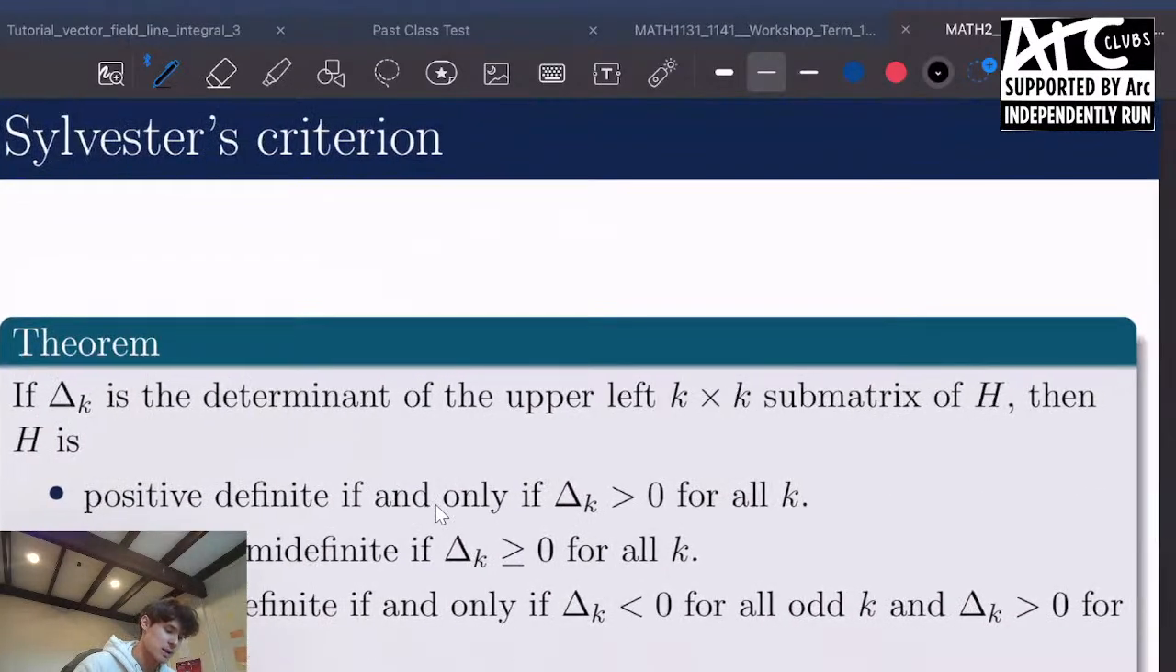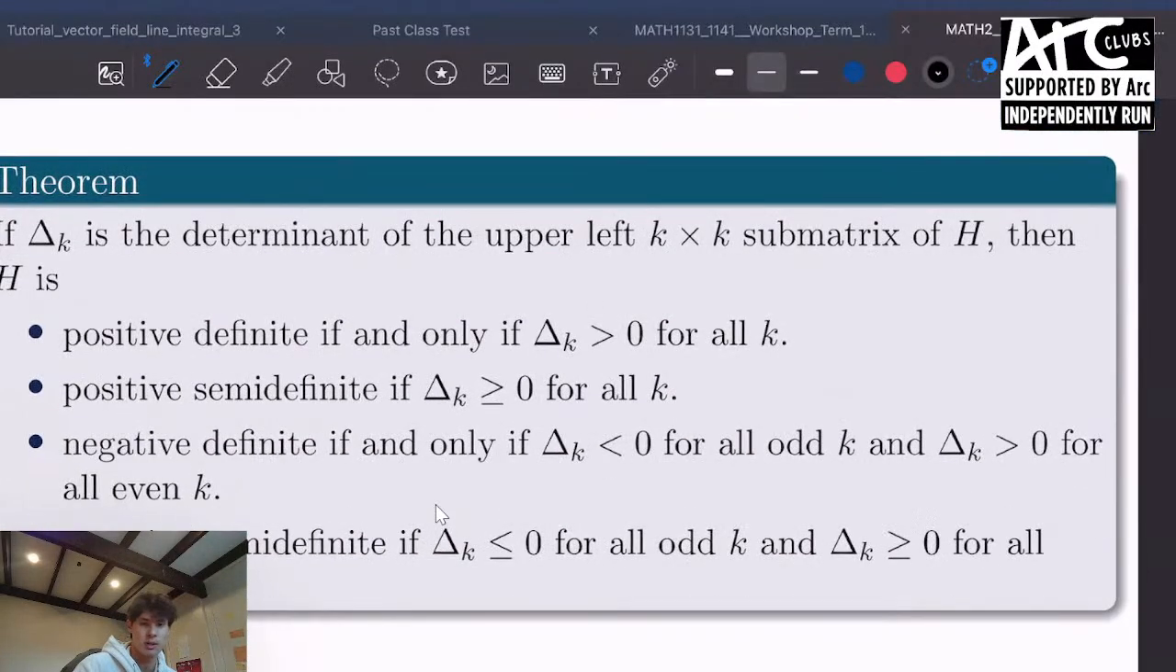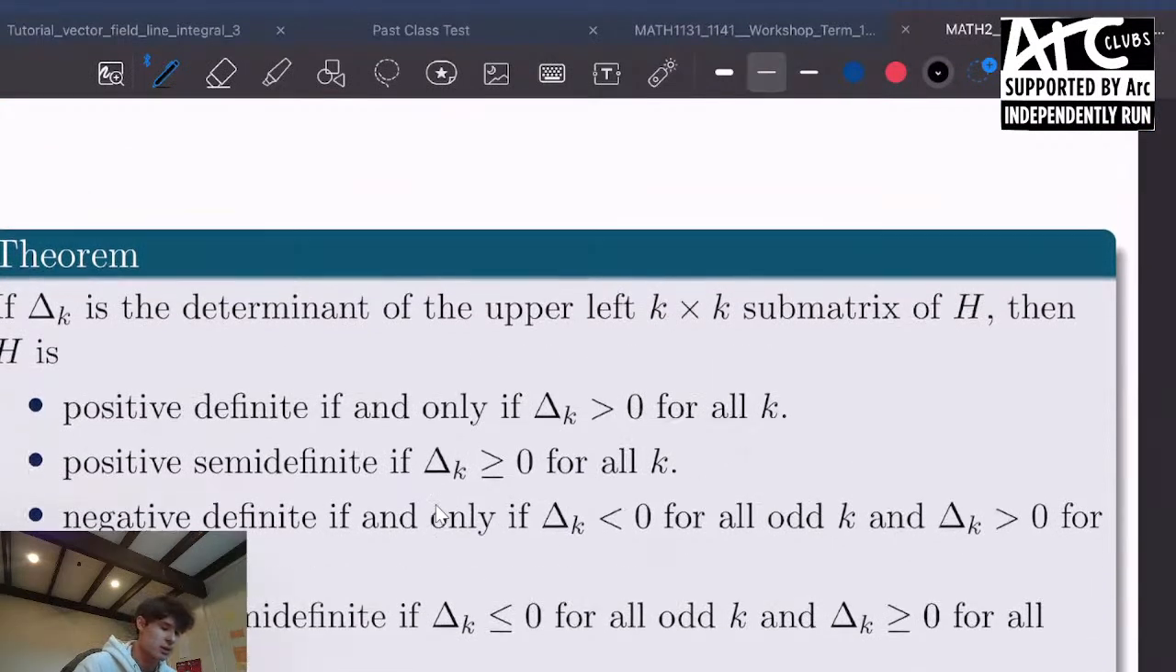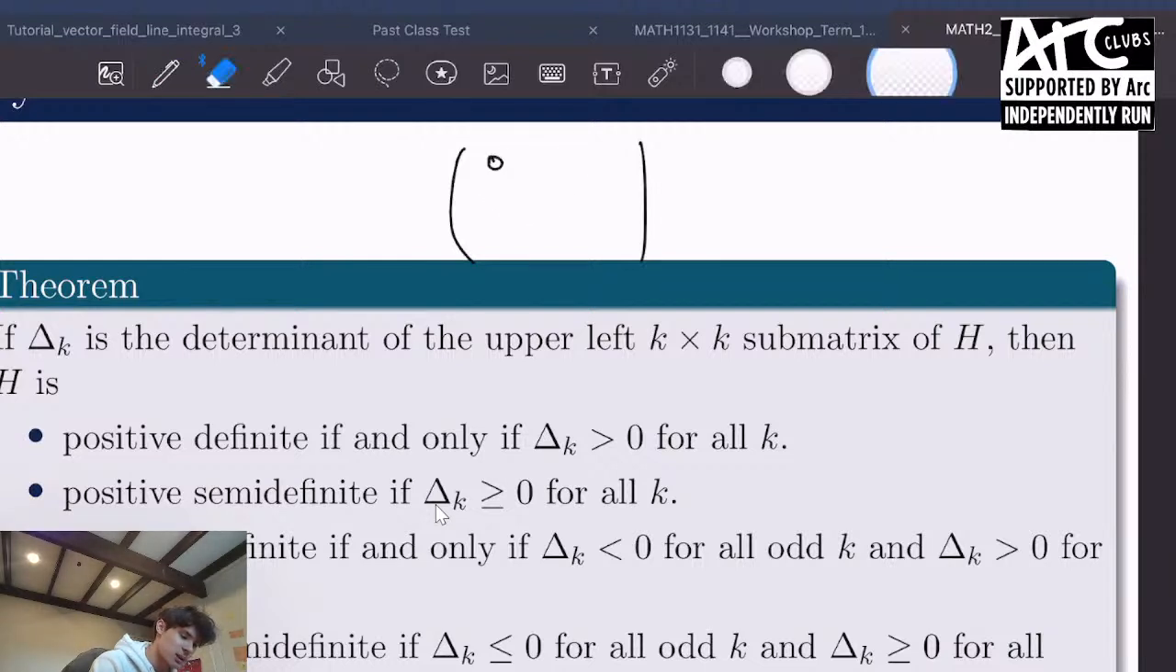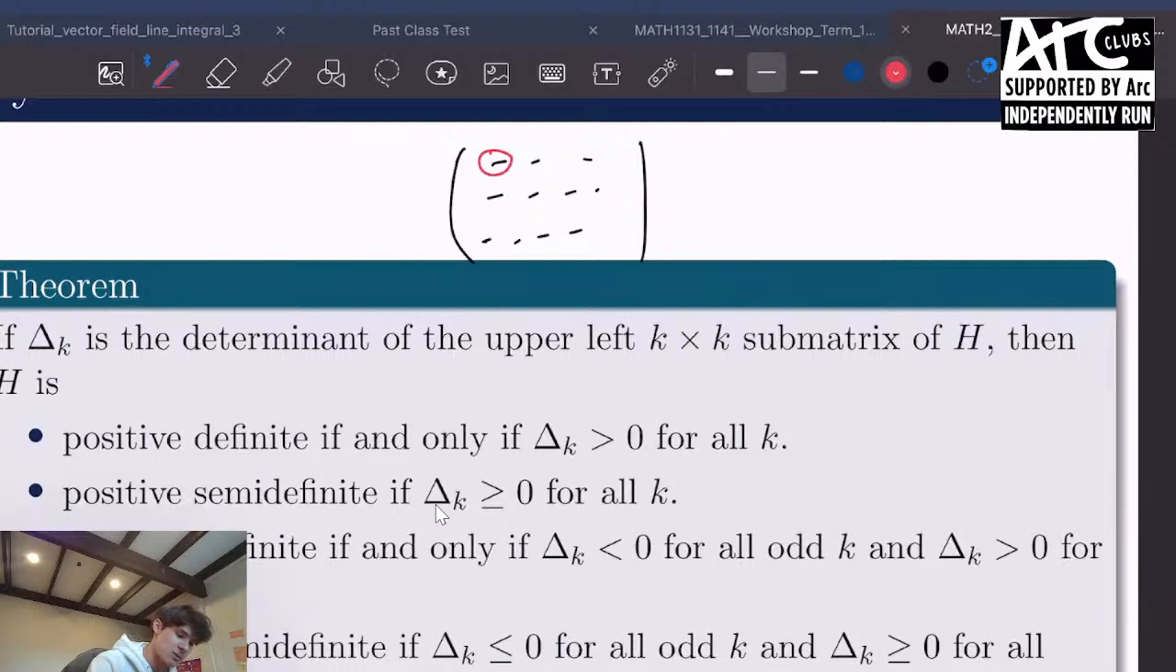Another way to quickly test whether a matrix is positive definite, positive semi-definite, and so on, is using Sylvester's criterion. That means looking at the upper k by k submatrix and its determinant. If I have a matrix like this, with all these elements, we look at the determinant of the upper k by k submatrix. That means looking at this one, then this one, then this one, and then the entire thing. We look at all those determinants.